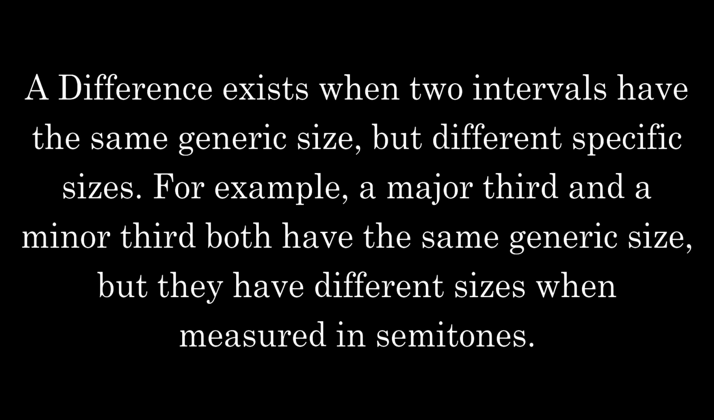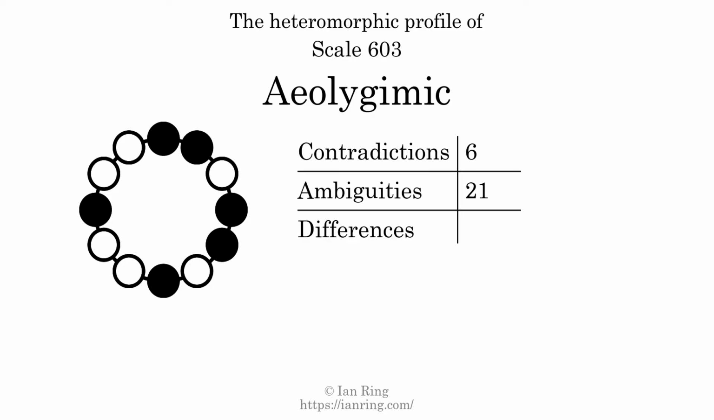A difference exists when 2 intervals have the same generic size, but different specific sizes. For example, a major third and a minor third both have the same generic size, but they have different sizes when measured in semitones. The number of differences in this scale is 62.